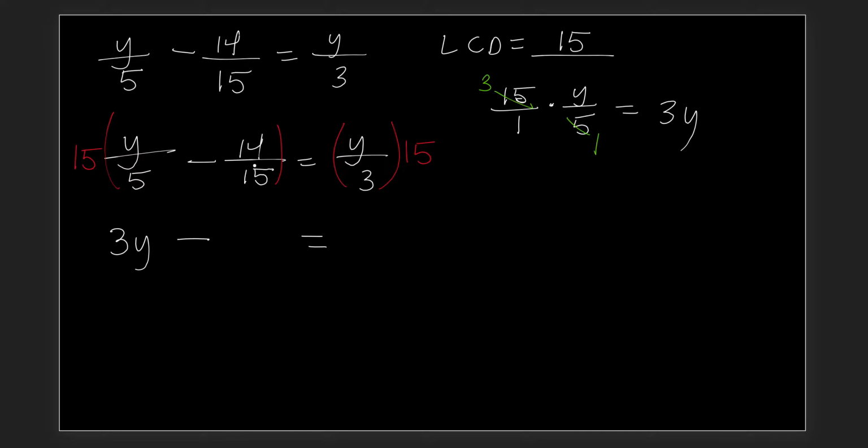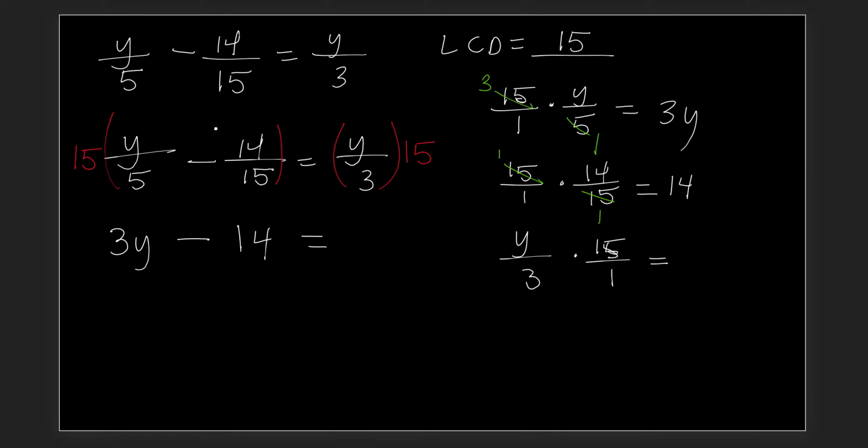Now we're going to look at 15 times 14 over 15. If you already know the answer, you can just write it in, but I'm going to explain it for everyone. So the 15s can cross cancel. We really have 1s left, so that answer is just 14. And so 14 goes right here. And then we have y over 3 times 15, or 15 over 1. And so 3 goes into 3 one time, 3 goes into 15 5 times. So it looks like 5y, or 5y over 1. And so we're going to put 5y right here.